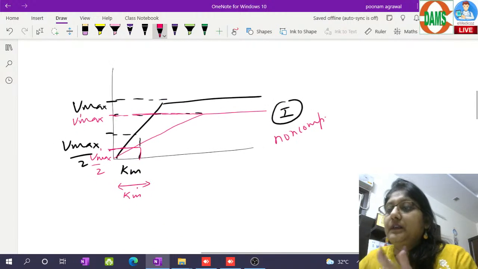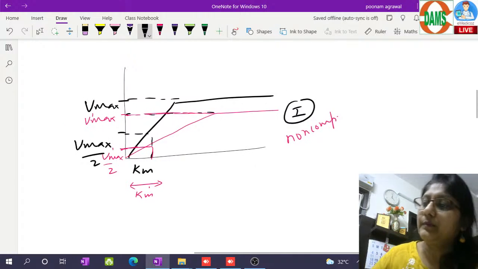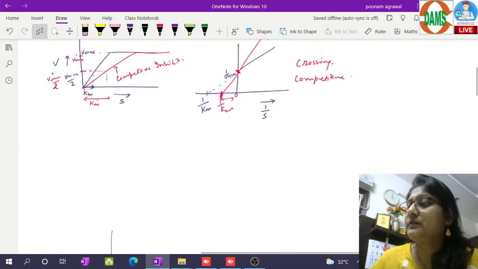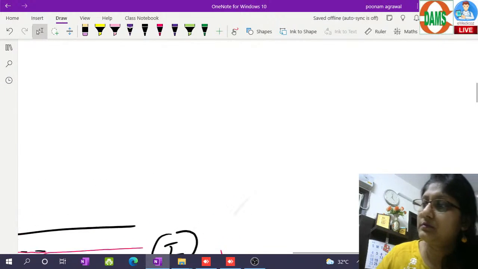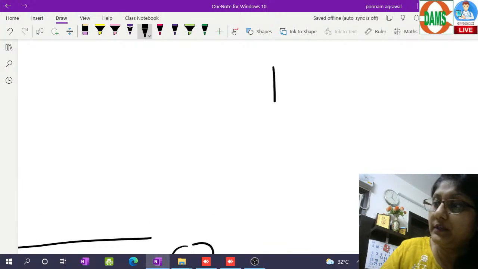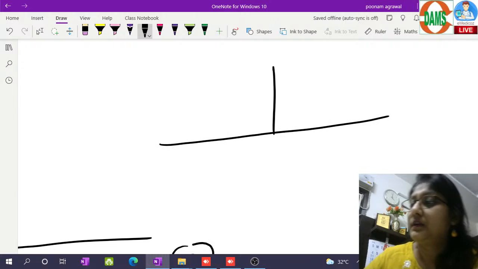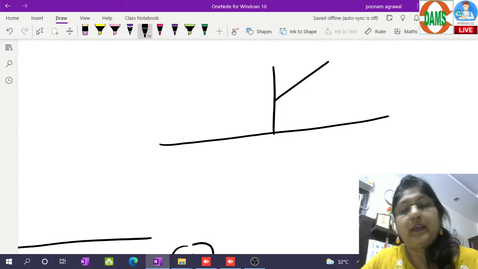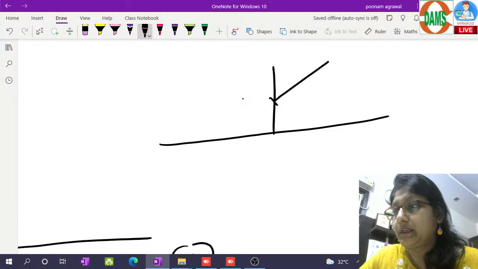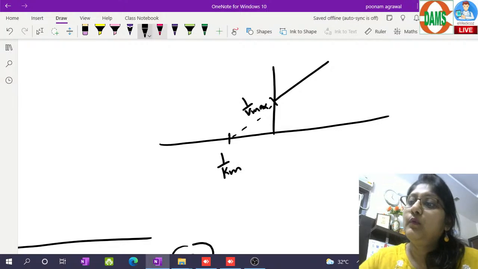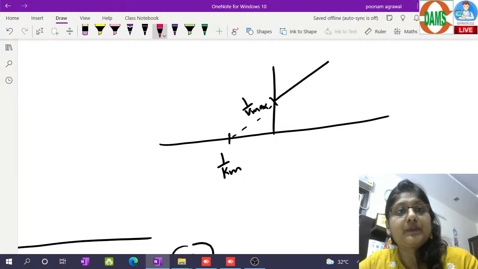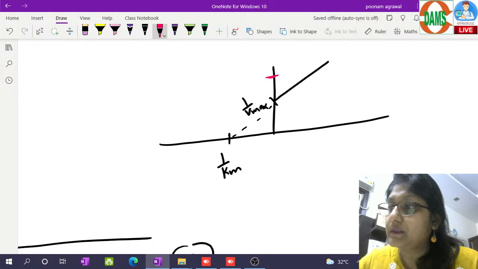and the same finding, when represented in the Lineweaver-Burk plot, gives us a line which is diverging. Let's see how. This is the normal reaction. When the inhibitor is not present, this line represents 1 by Vmax. This line represents 1 by Km. Now when non-competitive inhibitors are present, as you saw in that table, the Vmax is declining. So 1 by Vmax is going to show a raised value.